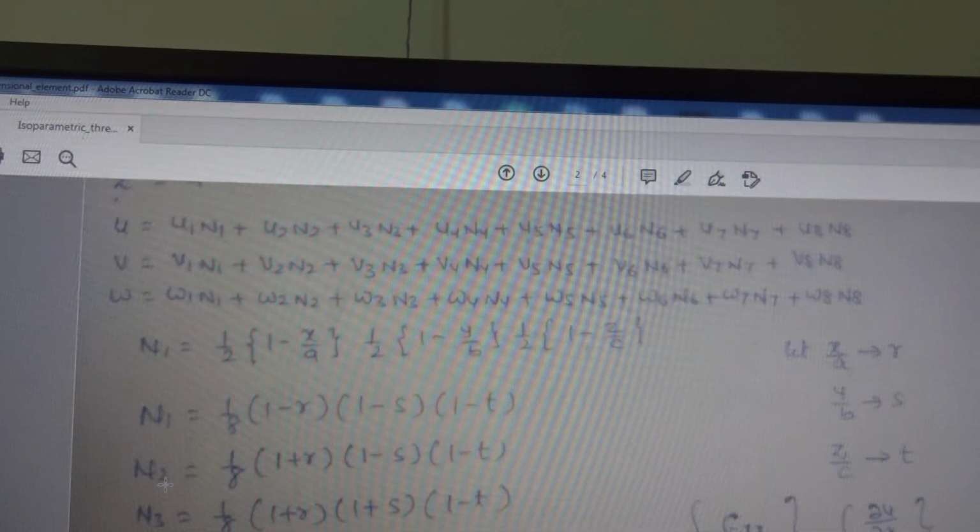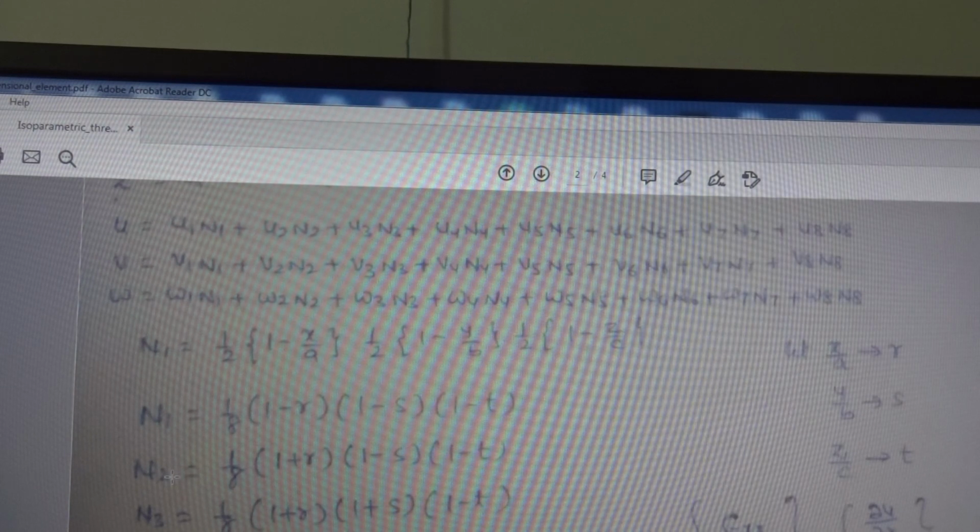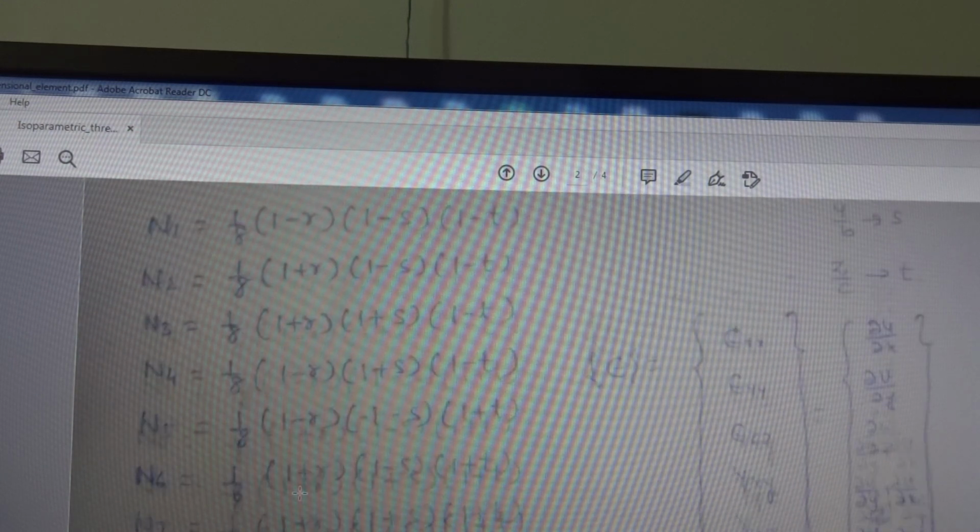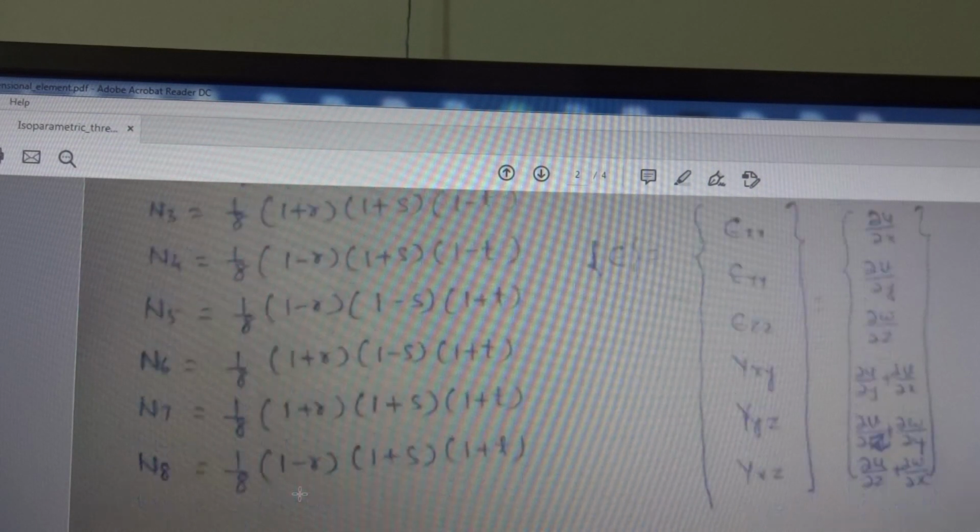Similarly for node 2, when you substitute the isoparametric values at node 2, n2 becomes 1 and the rest become 0. So you can check the values of n1, n2 by substituting the values of r, s and t corresponding to each node. So you can confirm this shape function is correct, this one is correct. So it is written in the correct form. So you only see n1, n2, n3, n4, n5, n6, n7, n8.